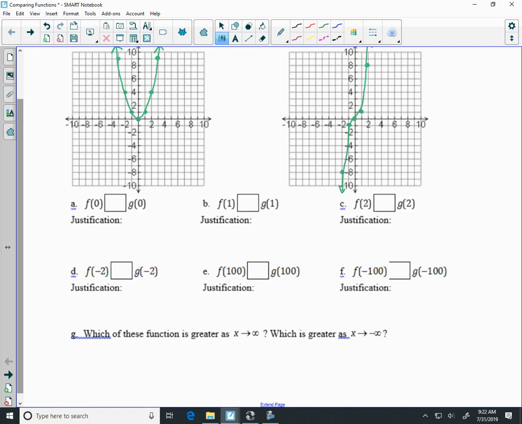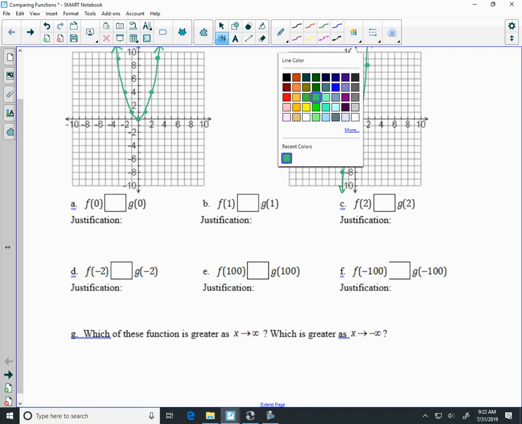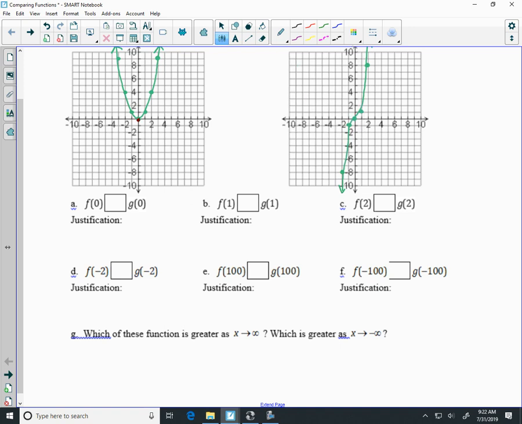So f of 0 and g of 0. At 0, what are these functions doing? Well, for x squared, that's our f of x. X squared at 0, our y value is 0. So really, remember, this notation is asking for the y value. X is 0. What is y?